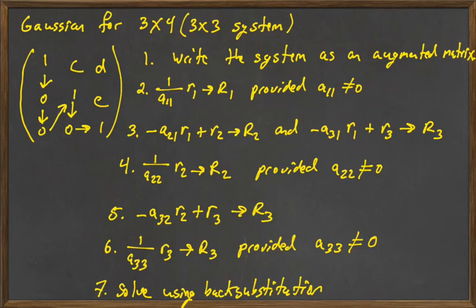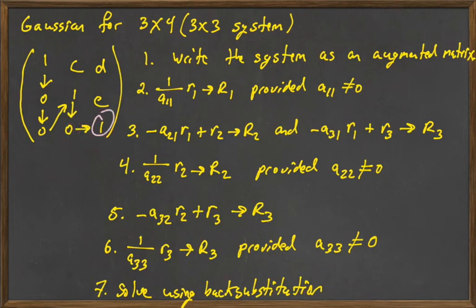Then in A22, we would like that to be a 1, so we multiply by the reciprocal and replace row 2 with that, so that gives us the 1 here. Of course, provided A22 is not 0. Then we would like to make a 0 here, in column 2, so we're going to use row 2: negative A32 row 2 plus row 3 to replace row 3. That gets you the 0 there.